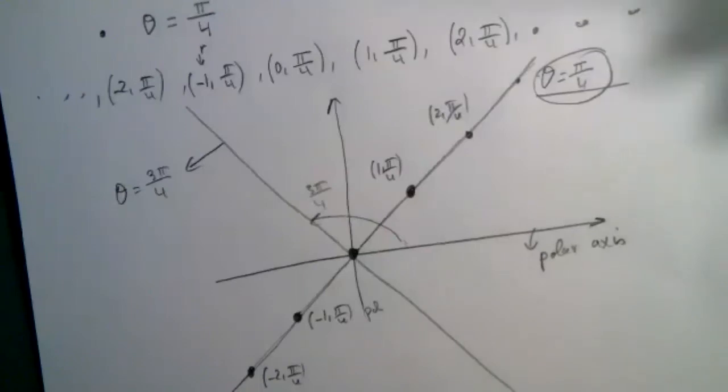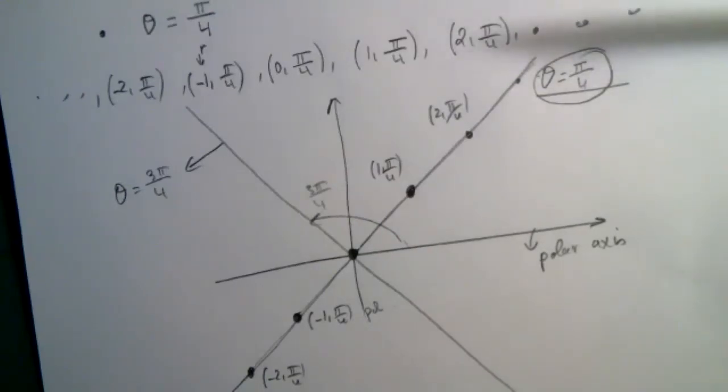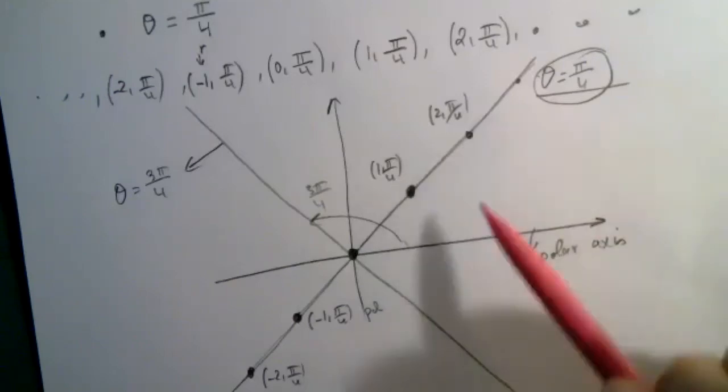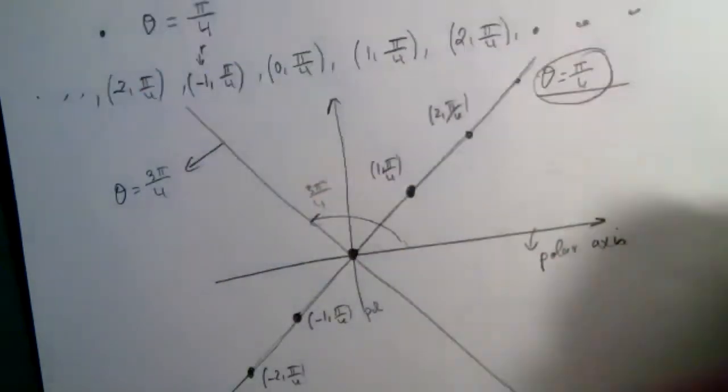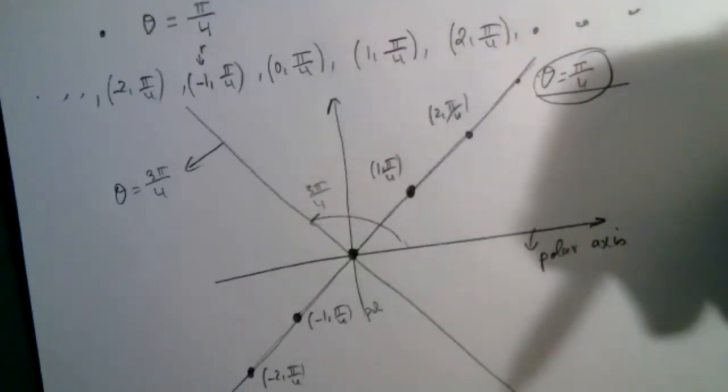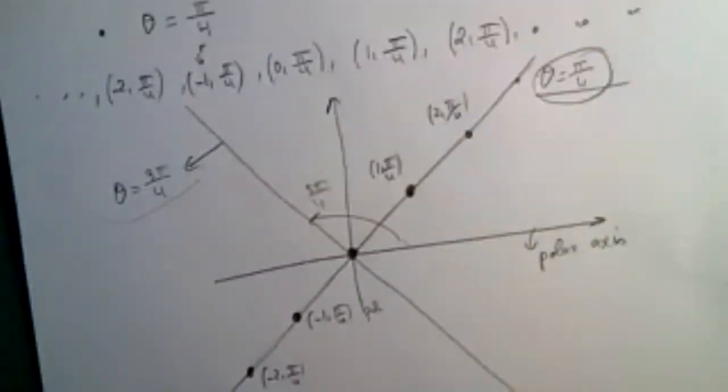So now if I ask you to sketch the line given by the equation theta equal 3 pi over 4, that's exactly the line you get. So that's a different way of writing the equation of the line by using polar coordinates. Okay. Now, one more question.